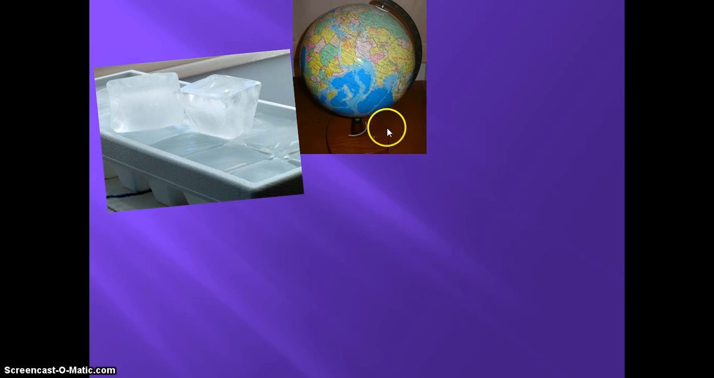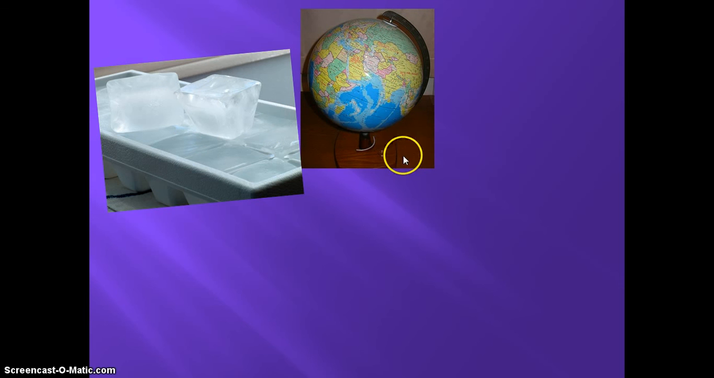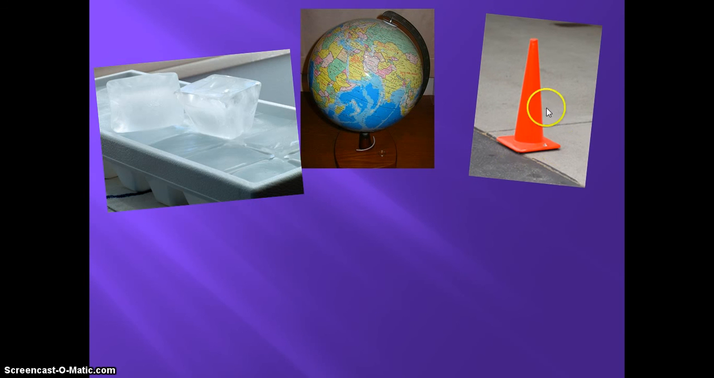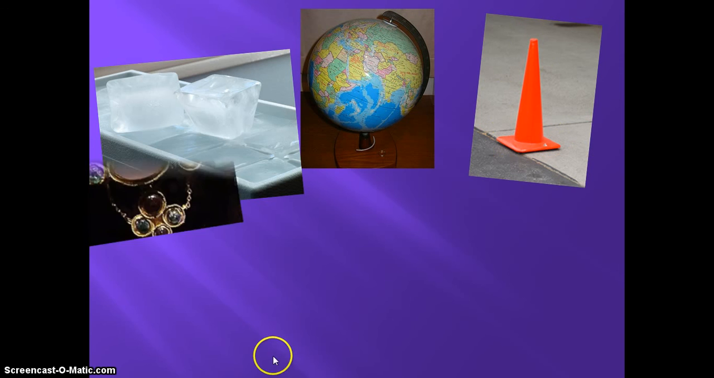Now, I want you to look at this and tell me what this is. It's an ice cube. Right, an ice cube. And here we have, you might have them in your classroom. Yeah, it's the map. Well, what kind of map is this? We would call it a globe, correct. And this is you use it in gym, or we use it outside for safety. It tells us where there might be danger. We call it a safety cone.